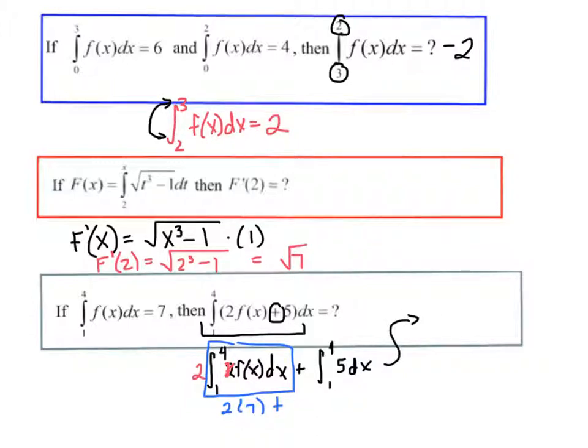We find the antiderivative, evaluate at 4 and 1. So 20 minus 5. So we can add 15. So we end up with 14 plus 15 for an answer of 29.